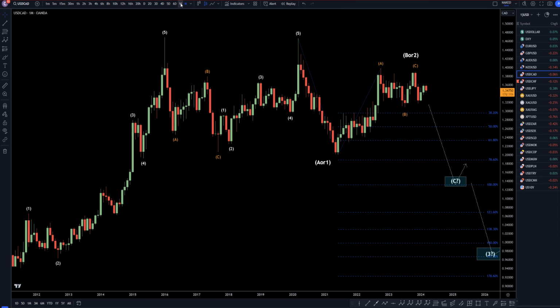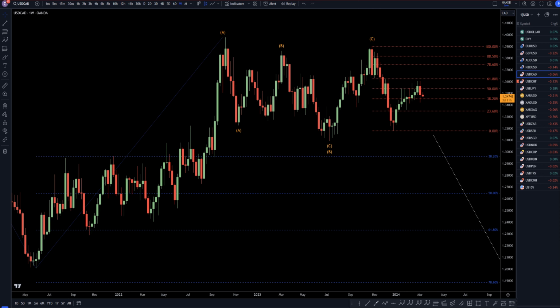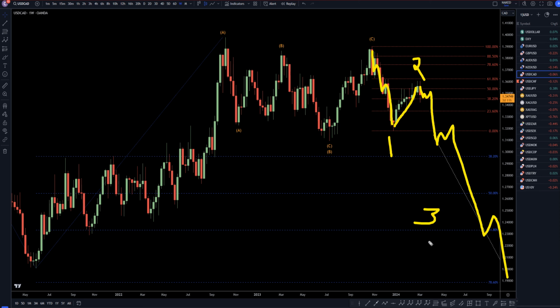So let's take it down to the weekly time frame. On the weekly time frame, I definitely am looking at this as a downtrend. Looks like a wave 1. To me, it looks like the wave 2 is already complete, and it should already be going down for a wave 3. Most likely a wave 3 of wave C based on the monthly time frame.